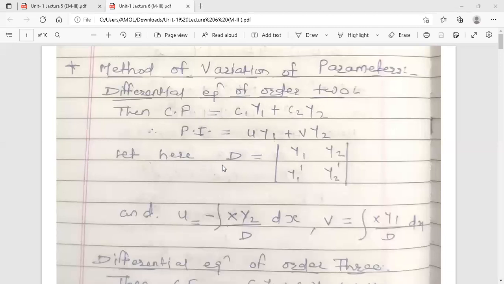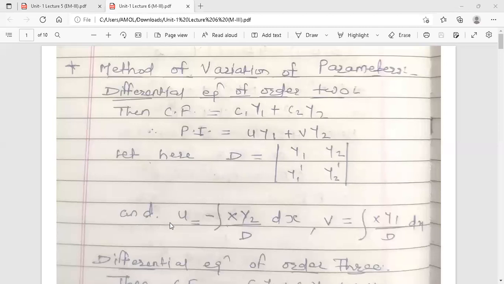the one new term is here, D, and it is equal to the determinant with first row y1, y2, and second row y1 dash, y2 dash. First row y1, y2, these are the functions from the complementary function, and y1 dash is the derivative of y1, y2 dash is the derivative of y2. You solve this determinant, you will get the value of D. Now what is the use of this D? This value is used to find u and v.